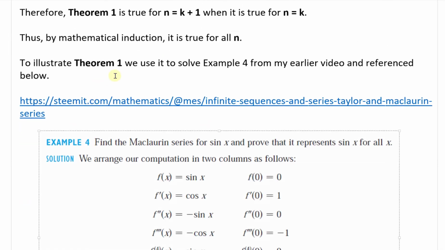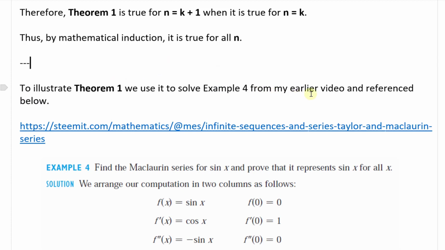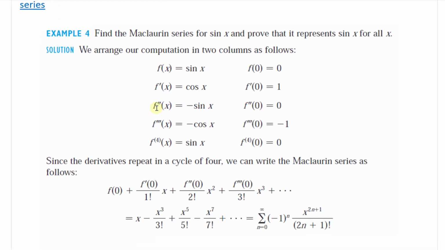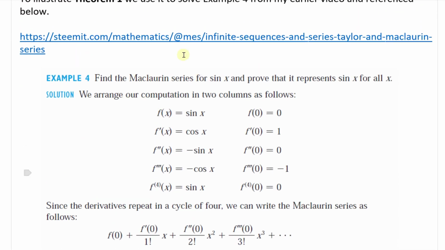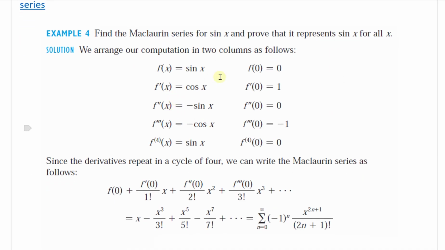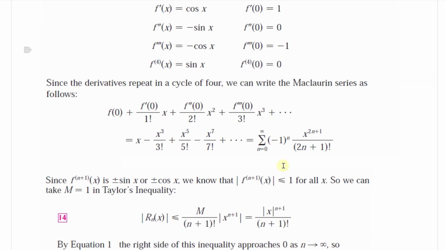So to illustrate theorem 1, we use it to solve example 4 from my earlier video, referenced below. Just for a refresher here, there's a link to the earlier video, and again there's a screenshot from my calculus book because it's more compact. So example 4 states: find the Maclaurin series for sine of x and prove that it represents sine of x for all x. And solution, we arrange it this way. Get the derivatives, write the Maclaurin series, and then get it like this.